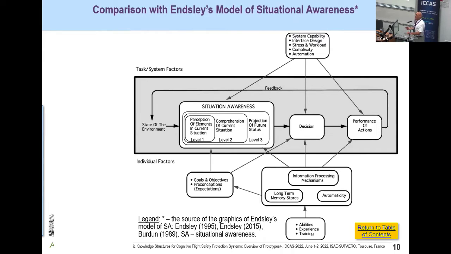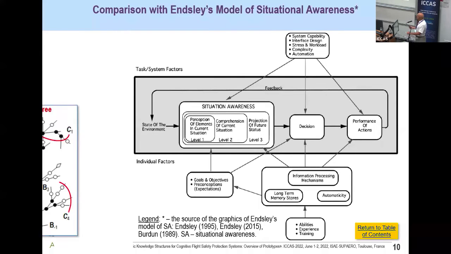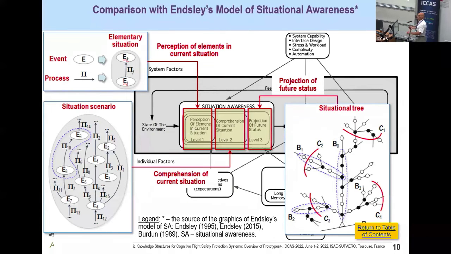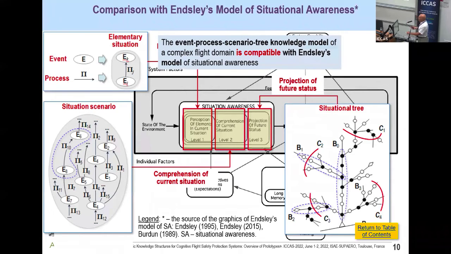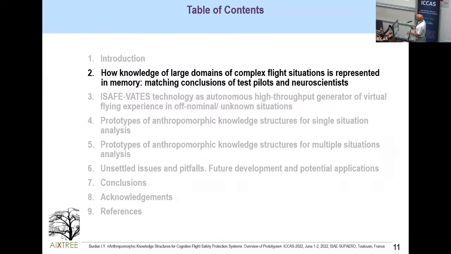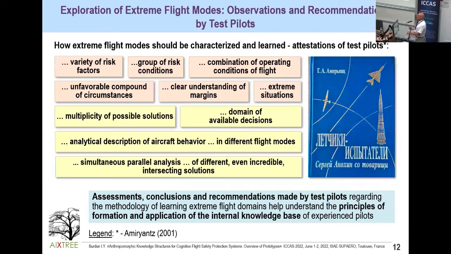the three levels before decision making. So perception of elements of the situation, then comprehension of the current situation, which means scenario, and finally projection of the situation, the what-if projection in the future. If you look, I will overlap the two slides, and we'll see that it is like that. Therefore, the model is okay, the theoretical model of Endsley, and we follow this way in parallel since the early 80s and receive these results. So how is knowledge of a large domain treated by pilots?